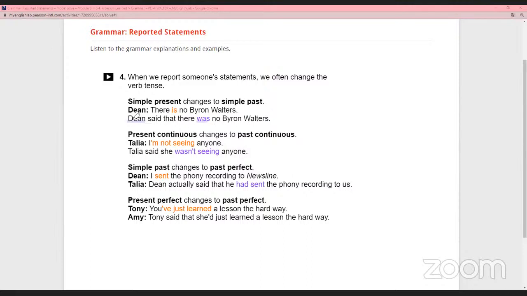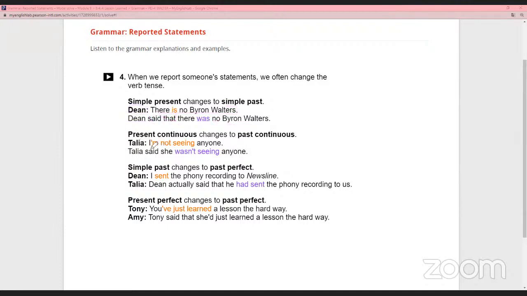Dean said. Okay, I'm gonna write the person who said something, okay? Then I'm going to continue with the reporting verb said. I'm choosing it because I don't mention the listener. That is optional, and then from this part to the end, I'm going to copy the same sentence, okay? The exception is that I'm going to change the verb. There was no Byron Walters, and that's all, right? I'm gonna continue writing with the next sentence.